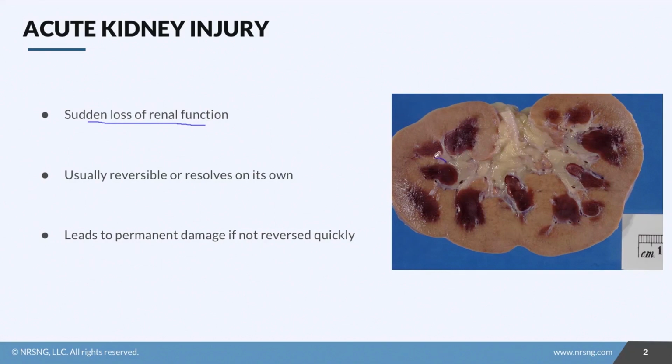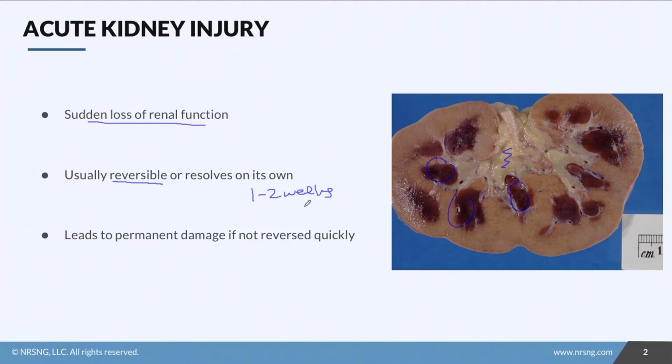You can see here on this cross-section of a kidney all the bleeding and swelling within the kidney that has been damaged. Now, you can imagine how hard it would be for the kidney to function and to do its normal job with this kind of damage. Now, it's usually reversible on its own within about 1 to 2 weeks.